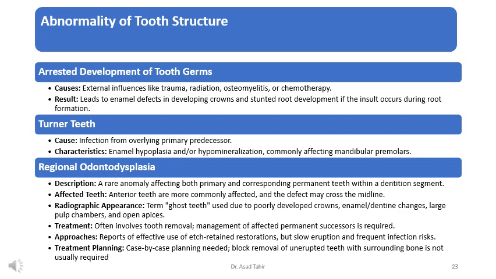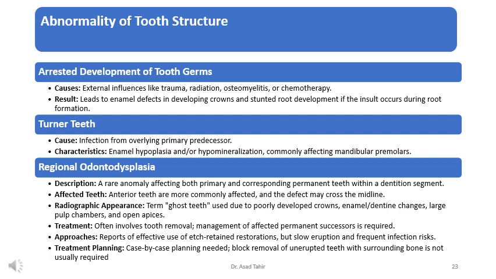Regional odontodysplasia. Description: a rare anomaly affecting both primary and corresponding permanent teeth within a dentition segment. Affected teeth: anterior teeth are more commonly affected, and the defect may cross the midline. Radiographic appearance: the term ghost teeth is used due to poorly developed crowns, enamel/dentine changes, large pulp chambers, and open apices. Treatment often involves tooth removal.